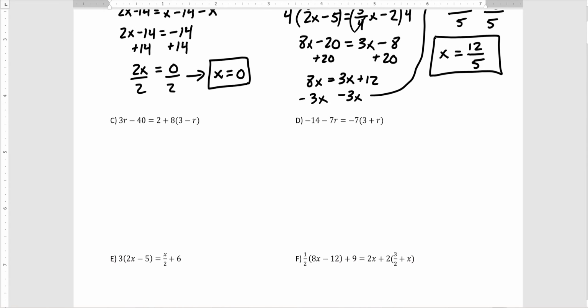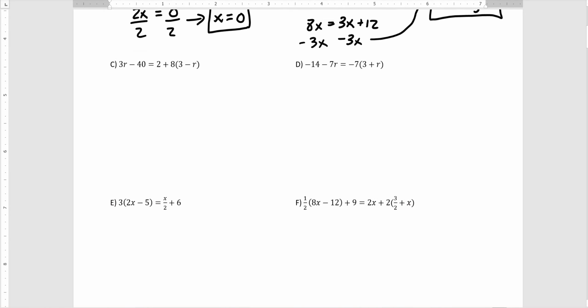All right, let's check out letter C here. 3r minus 40 equals 2 plus 8 times the quantity 3 minus r. So first step, distribute that 8. So I'd have 3r minus 40 equals 2 plus 8 times 3 is 24. 8 times negative r would be negative 8r.